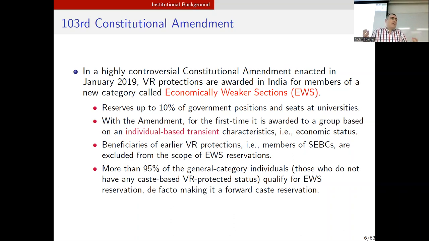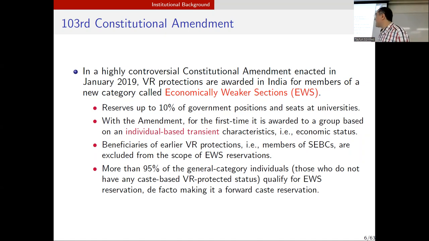Whereas if you are Dalit, a member of a scheduled caste, you're Dalit all your life, right? So does it make sense, is it plausible to award this very strong form of affirmative action based on a transient characteristic? That's not something I can answer. But it's debated a lot, and the debates continue. I will not have too much to say about that.